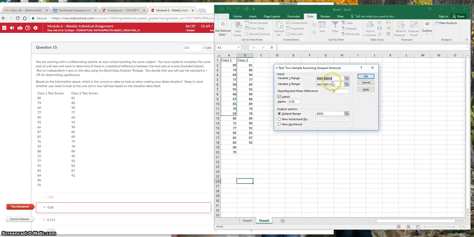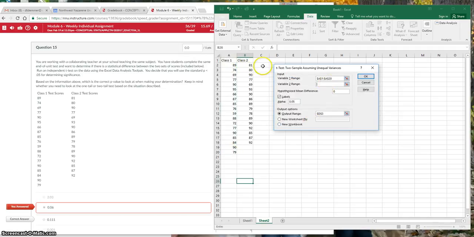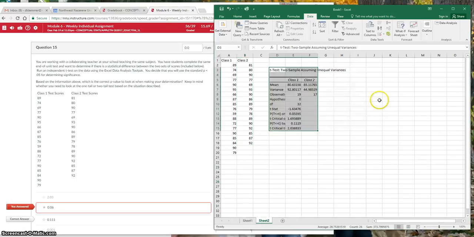So for this data, I've got to clear this data out here. Our first range is going to be stats from class 1. Our second range will be the stats from class 2. And then again, with this information, I'll just leave the output range there along the way.